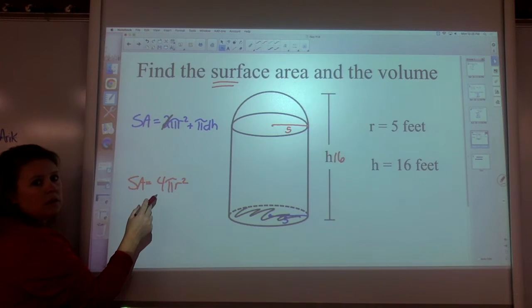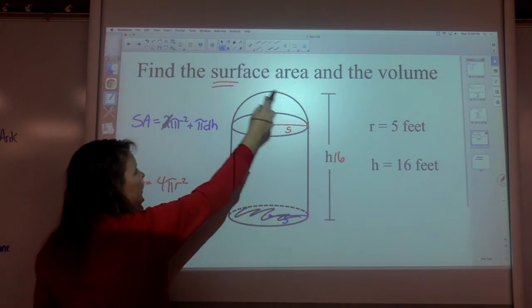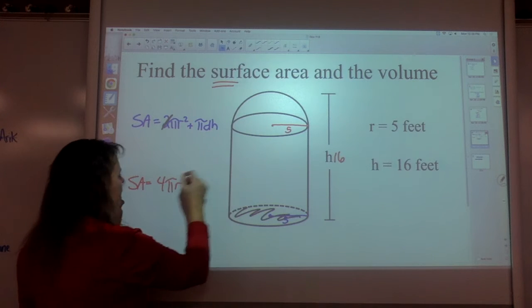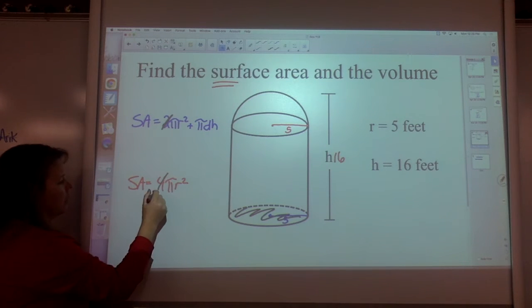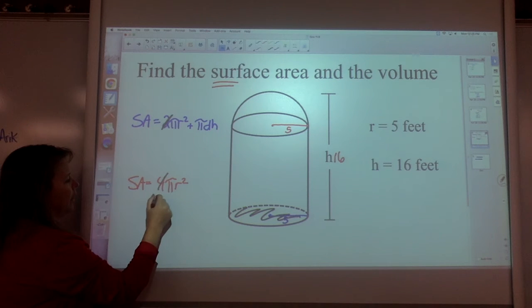And in looking at the surface area of the sphere, it's not a full sphere. There's only half of a sphere there. So instead of 4 pi r squared, we're going to divide that by 2, or just call it 2 pi r squared.